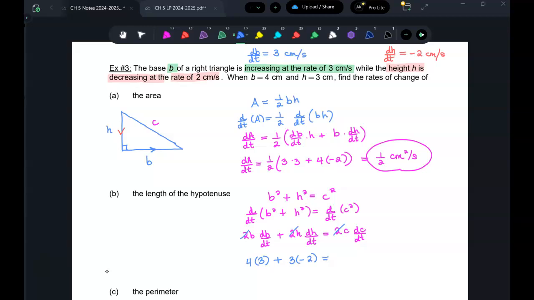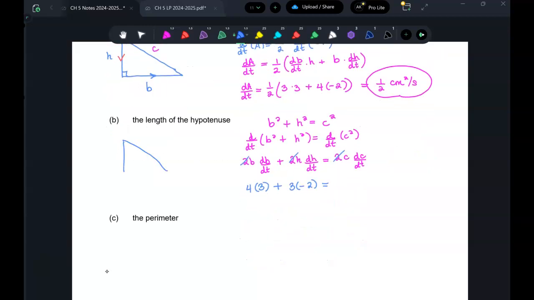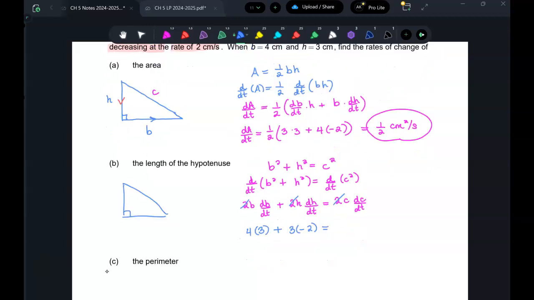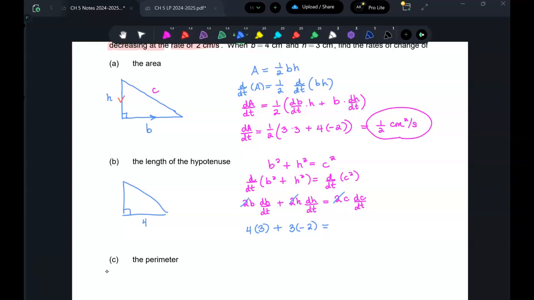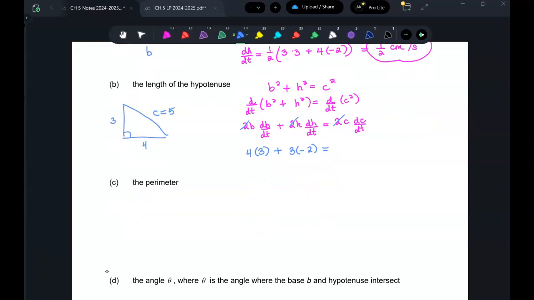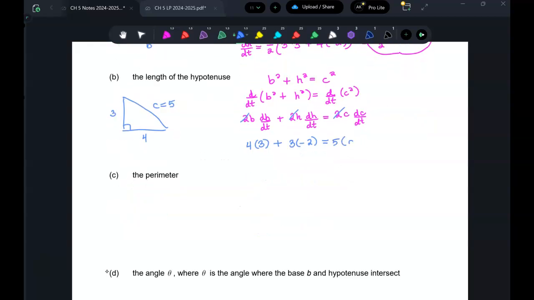I have too many variables. I've got a C and a dC/dt. But can I figure out, at the instant when the base was 4 and the height was 3, 3, 4, 5, good, so we have 5. So it's always going to be something. If you ever end up with too many variables at the end, it means there should be some information you can go back to substitute.